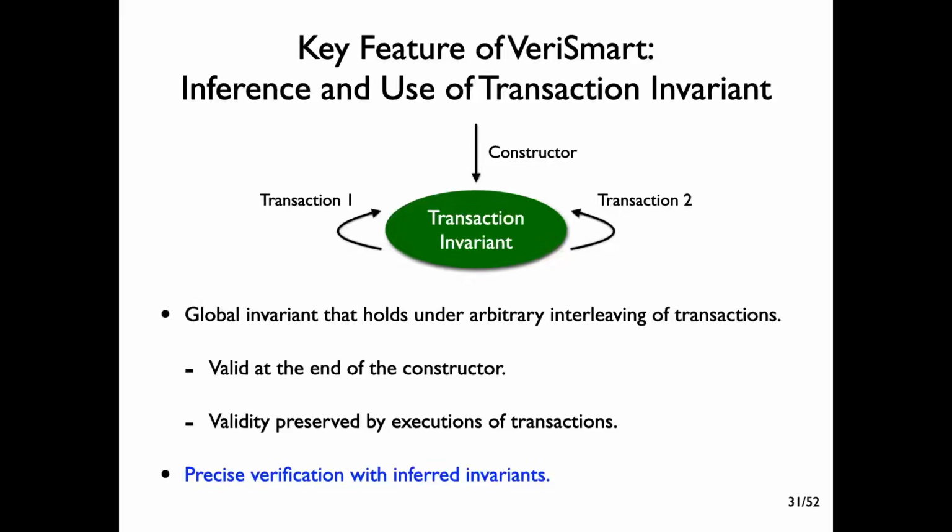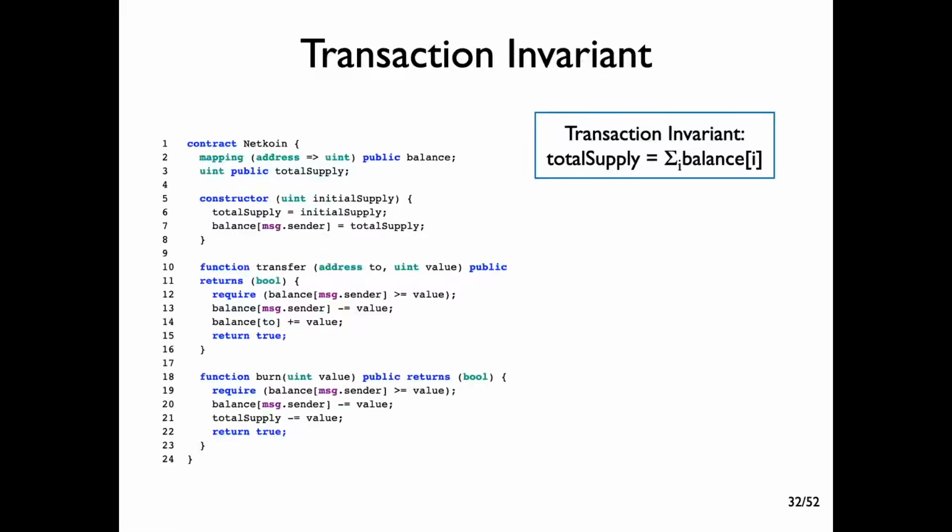It is the ability to automatically infer and use transaction invariants hidden in smart contracts. Transaction invariant is a global property that holds under arbitrary interleaving of transactions. More specifically, it should be valid at the end of the constructor, and its validity should be preserved by executions of transactions. VeriSmart can perform much more precise verification by leveraging inferred invariants during the verification process.